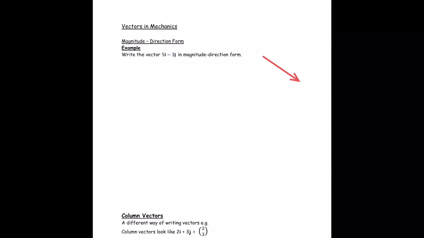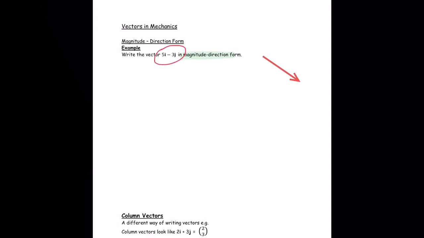Now a couple of things they may mention to us, like this first example, they may ask us to write something in magnitude direction form. Magnitude direction form looks like a set of coordinates, where the first number represents the magnitude, the second number represents the angle or the direction of the vector. So in this case, our vector given here is 5i minus 3j.